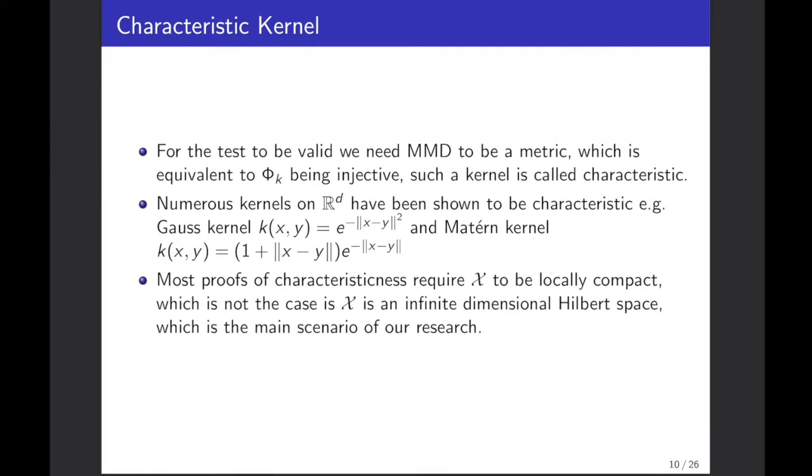Before we carry on, we should mention that this is not necessarily a proper distance on calligraphic P(X), because the kernel needs to be characteristic. A kernel being characteristic means that this embedding here is injective. This is not always the case. Now, numerous kernels on R^d have been shown to be characteristic, for example, the very popular Gauss kernel and the Matern kernel here. But most proofs of this characteristicness require local compactness, which is not the case when X is an infinite dimensional Hilbert space, and this will be the main scenario.